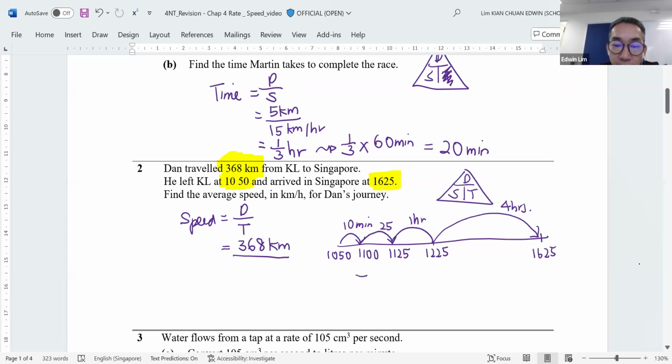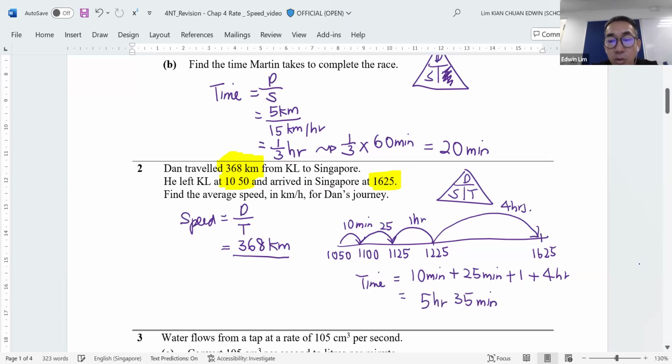So the total time taken will be 10 minutes plus 25 minutes plus 1 hour plus 4 hours. I will have 5 hours 35 minutes. If I want to convert everything to hours, I will have 5 and 35 over 60 hours.